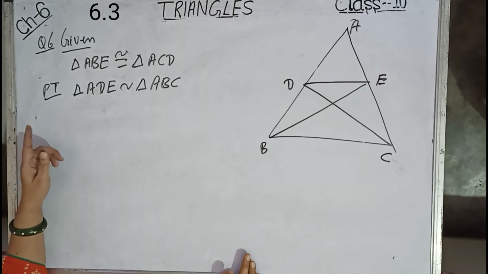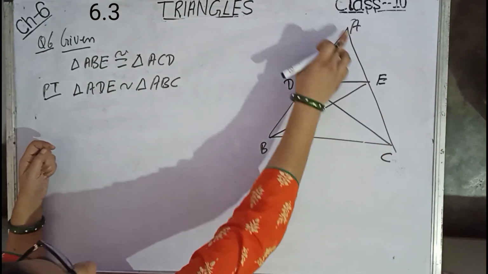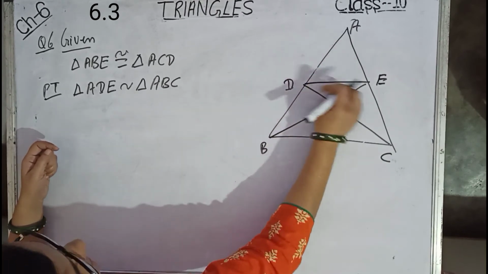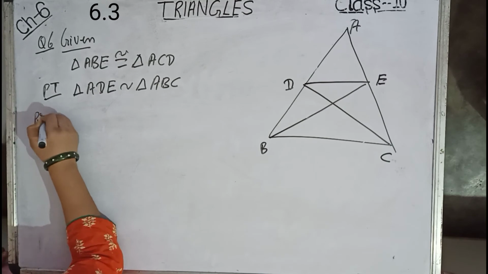Now question number 6. Question number 6 says that triangle ABE is congruent to triangle ACD, and we have to prove that ADE is similar to ABC. Now let us start the proof.